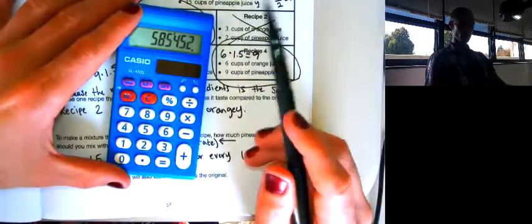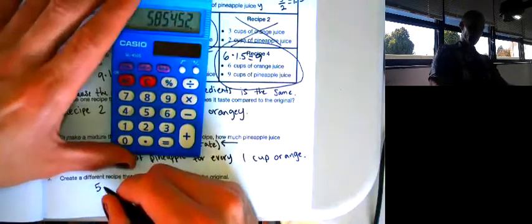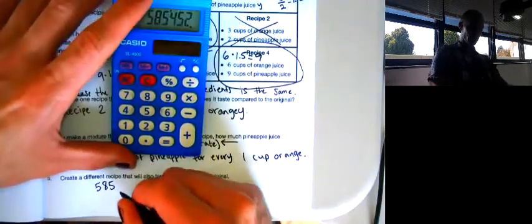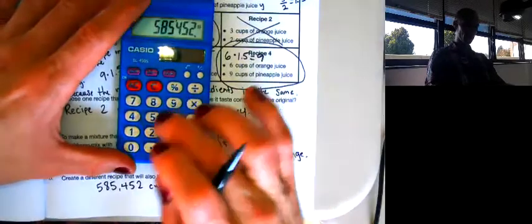585,452 cups of orange juice. Let me write that down before I lose it. So, 585,452 cups orange. So as long as I multiply this by 1.5, I should get a correct amount of pineapple. So I'm gonna go times 1.5.